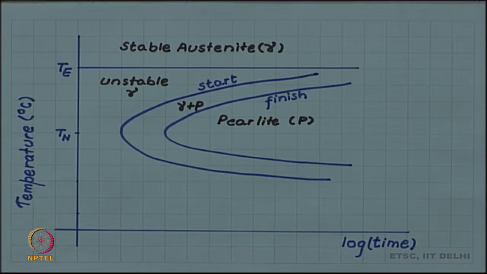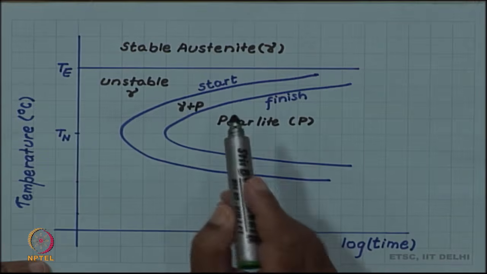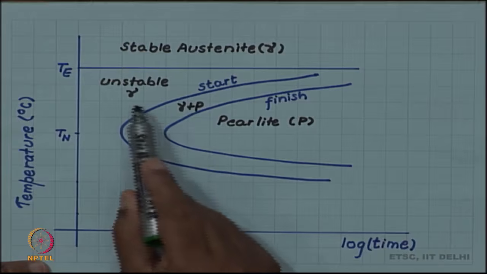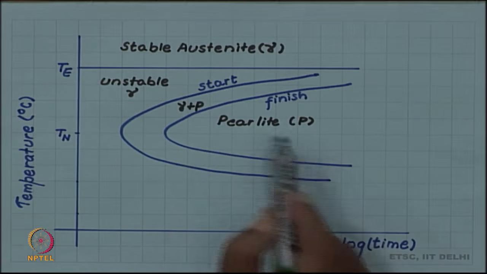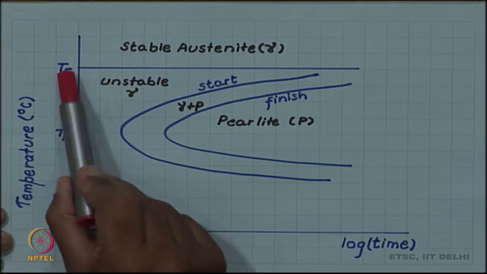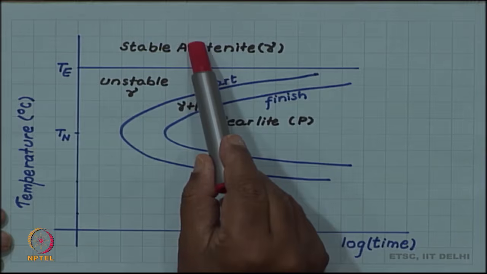So, we have two C curves, the start curve and the finish curve, which indicate the start of transformation of unstable austenite into stable phases, which in this case was perlite. So, we have a start C curve and a finish C curve. We have the eutectoid temperature marked here as Te. Above the eutectoid temperature, you have a stable austenite.